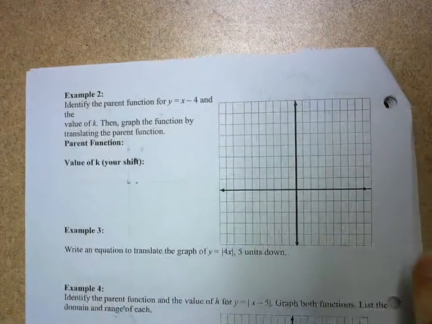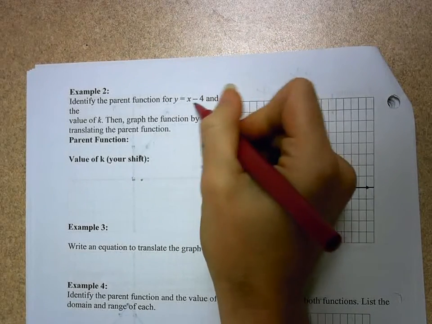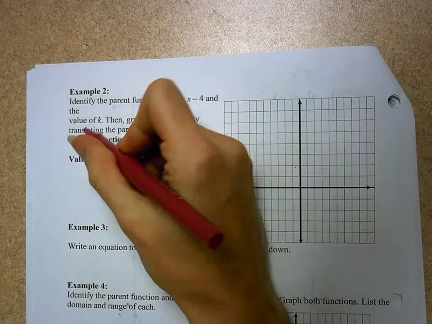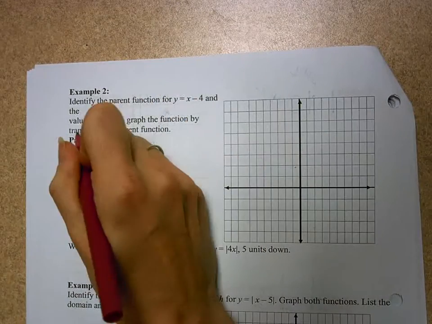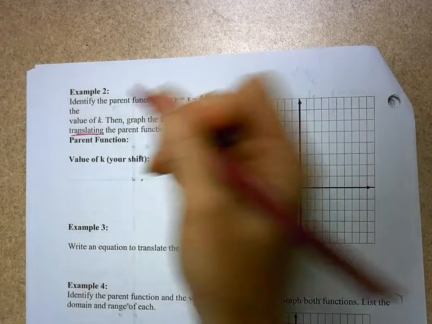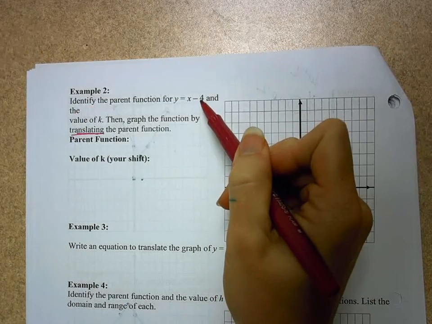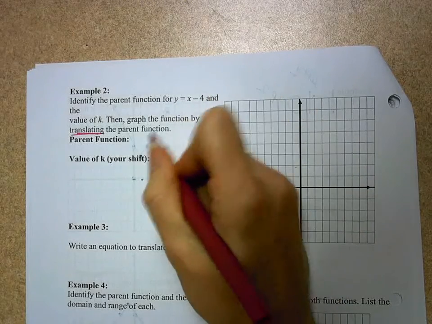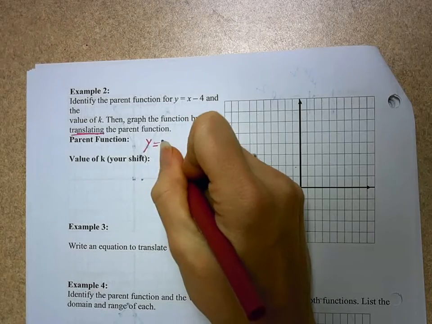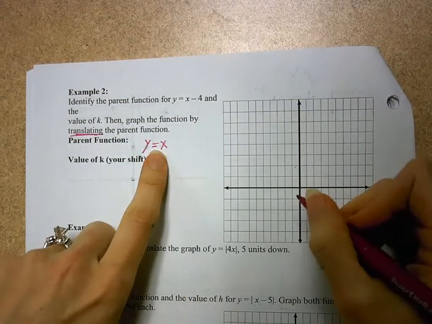Okay, let's go back to what we know about linear functions. It says identify the parent function for y equals x minus 4 and the value of k. That means what's your shift? Then graph the function by moving, that's another word for translating, the parent function. So what's the parent function? We already referred to this on the first page. If you have a linear function, the parent function is just y equals x. So let's graph that parent function.